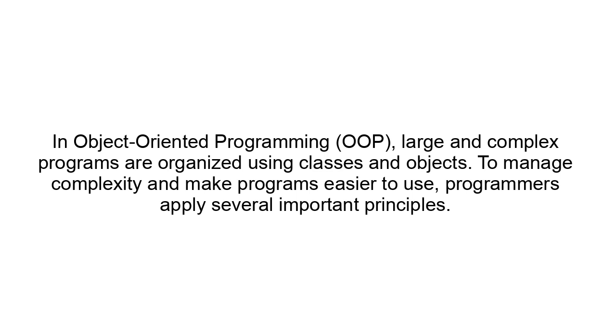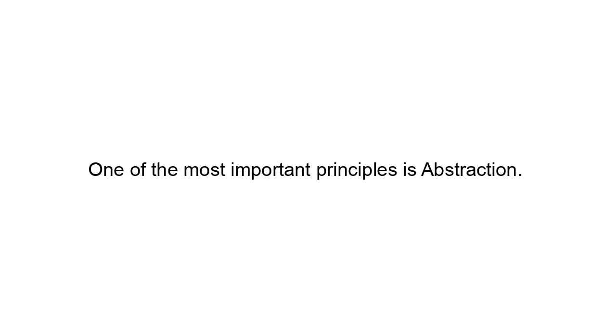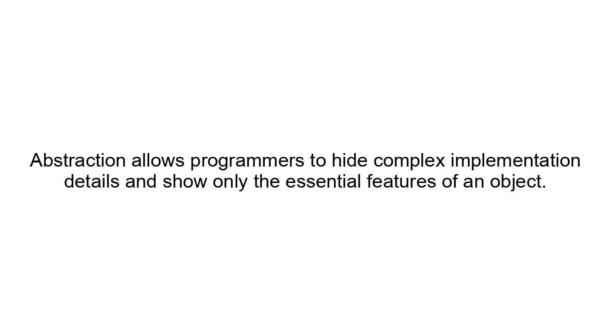In object-oriented programming, OOP, large and complex programs are organized using classes and objects to manage complexity and make programs easier to use. Programmers apply several important principles. One of the most important principles is abstraction. Abstraction allows programmers to hide complex implementation details and show only the essential features of an object.